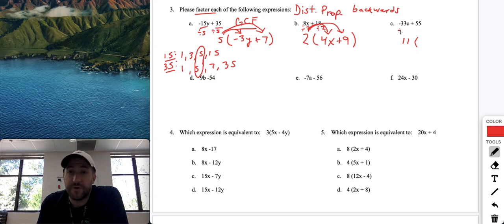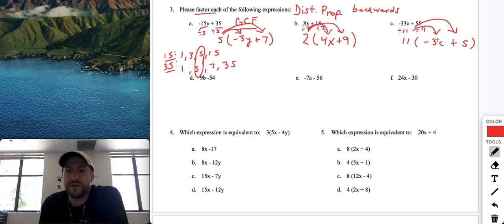Then we can go and divide both of these terms by the GCF of 11. Negative 33c divided by 11 gives me negative 3c. 55 divided by 11, that gives me 5. I could double check and make sure I did it correctly by using the distributive property. 11 times negative 3c gives me negative 33c. 11 times 5 gives me 55. Yep, that's perfect.